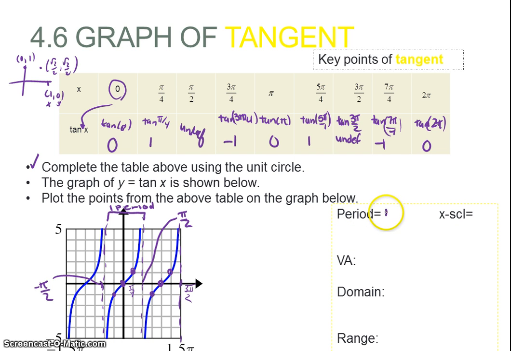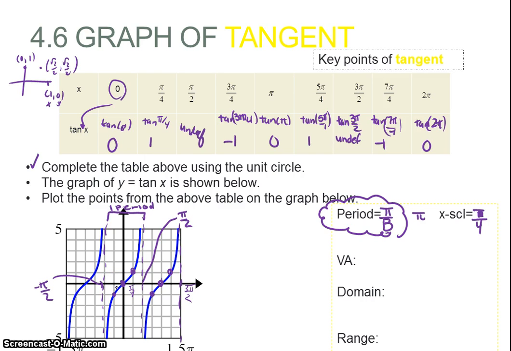So in general, tangent has period pi over b. In this particular instance, the period is pi, but now the rule is going to be pi over b. For sine, cosine, secant, and cosecant, the period was 2 pi over b. This changes. So for this particular example, because it is just tangent and the period is pi, our x-axis scaling is going to be pi over 4.